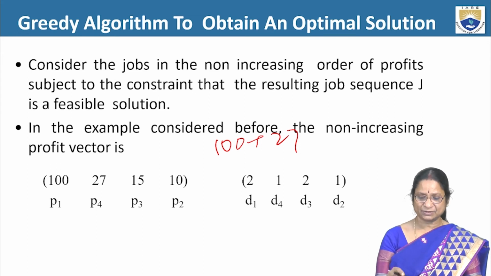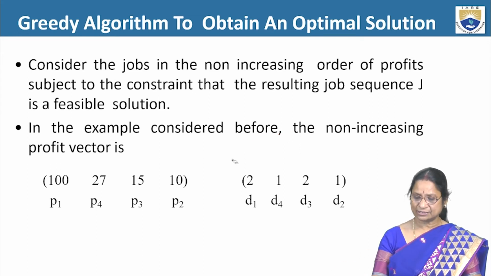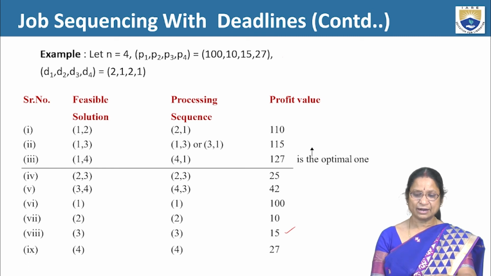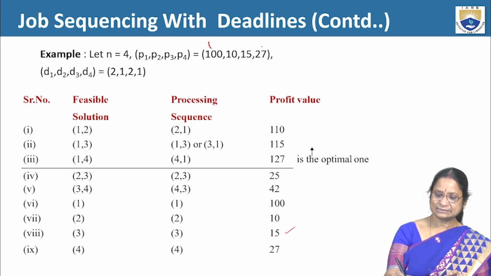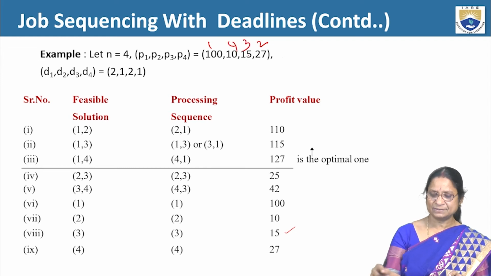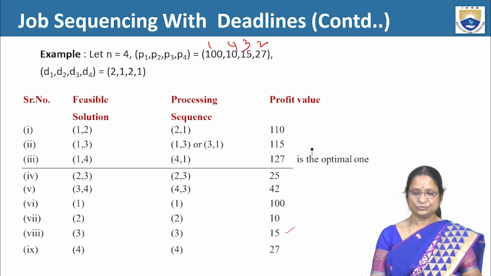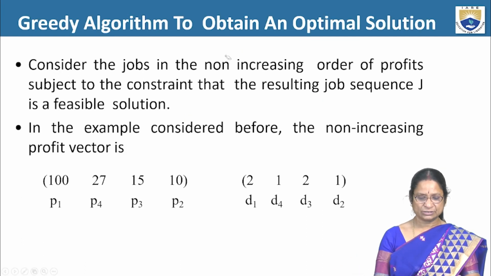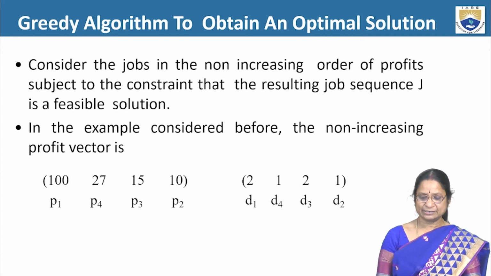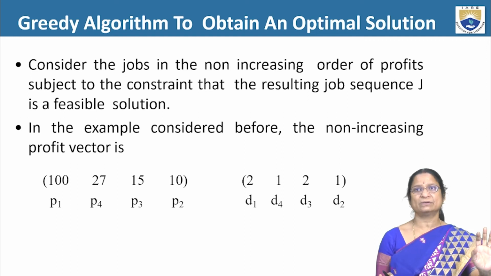When we are arranging, what are the values there previously? We are having 100, 10, 15, 27. Sorted order means 100, first job must be 1. Next, second job is second. Next, third job. That means 1, 2, 3, 4 we have to get. So job 1, job 2. So these are the profits arranged. According to that, the respective P1, P4, P3, P2. Similarly, deadlines D1, D4, D3, D2 must also be arranged.